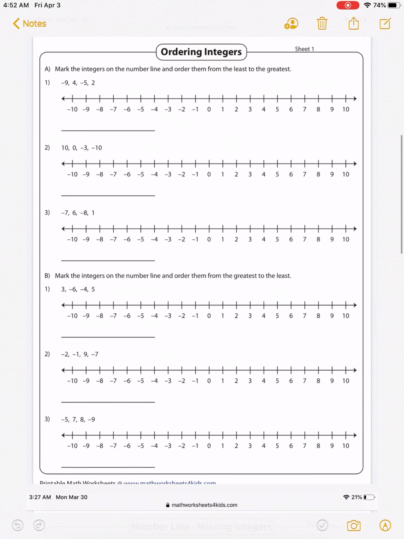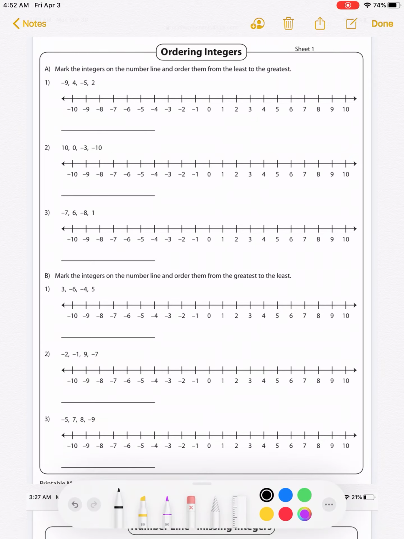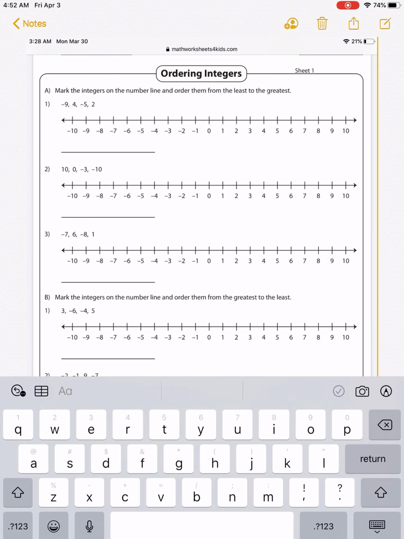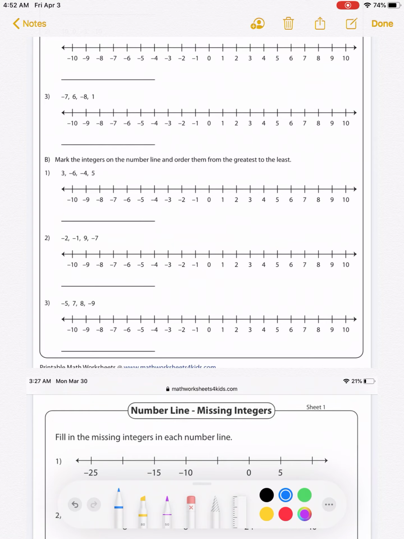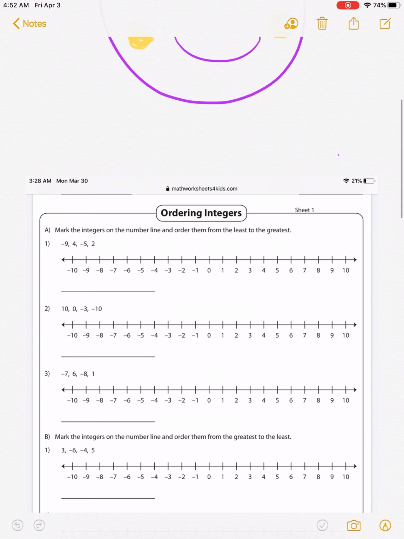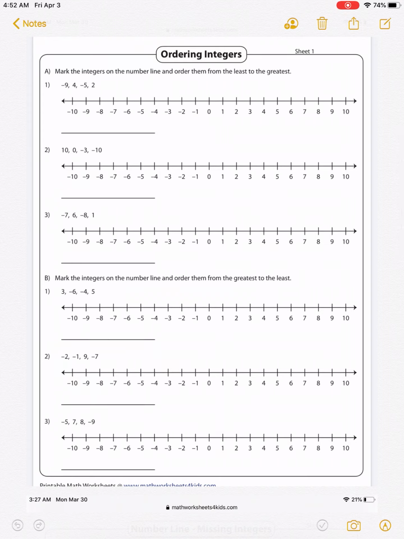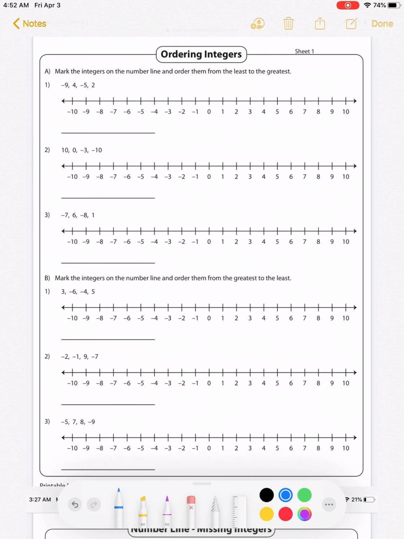Here we go. All right, you can pause it here, write down the problems, whatever you need to do. This one should be really easy for you all. Easy peasy lemon squeezy, okay? Let's look at the directions first. It says mark the integers on the number line and order them from least to greatest. Mark them, indicate them, show them. However they word it, it all means the same thing.